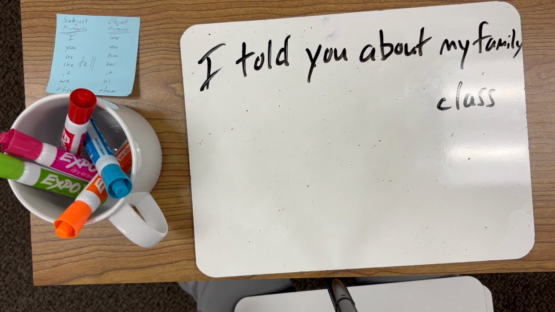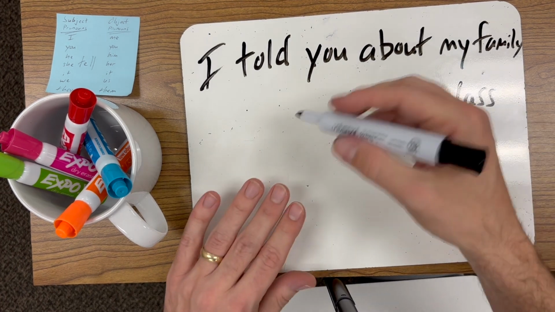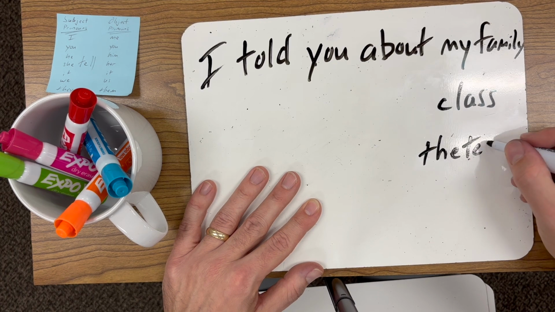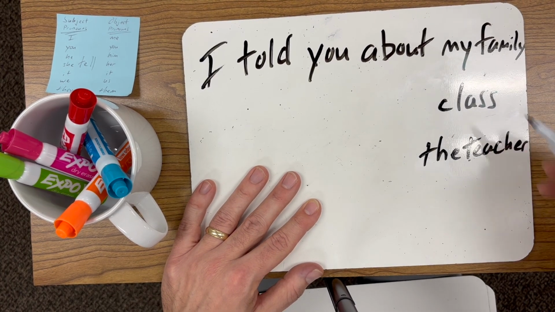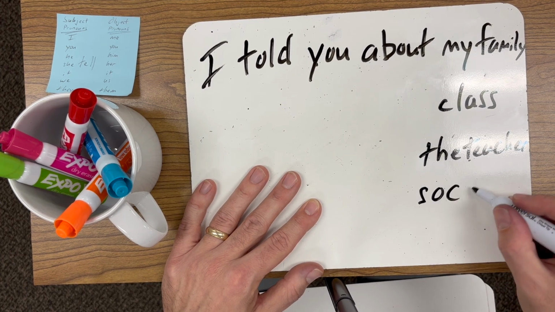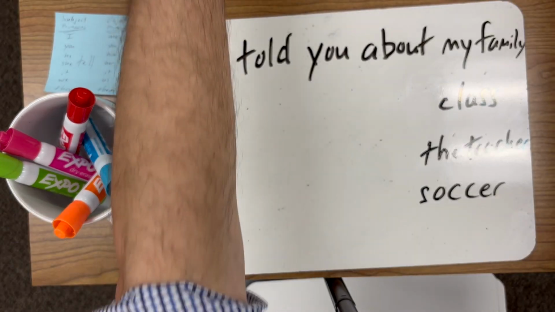A class is a thing, right? A family's a group of people. I told you about the teacher. This could be a person, this could be a place. I told you about the teacher. I told you about soccer. So that's the second one, right?